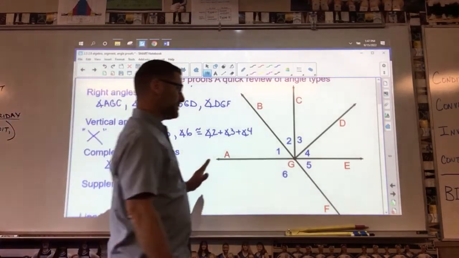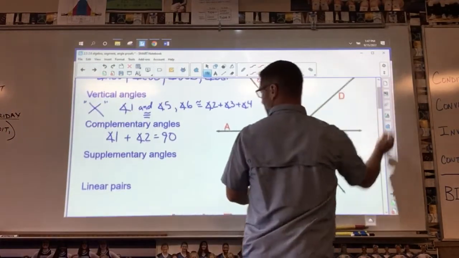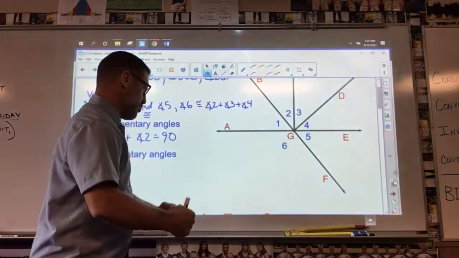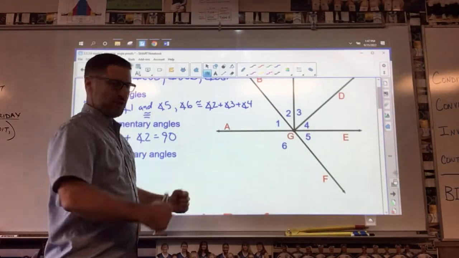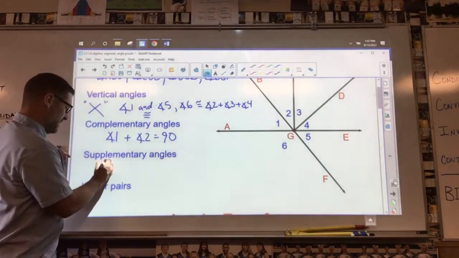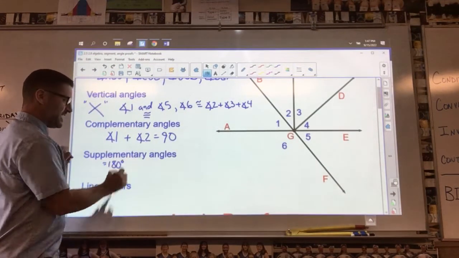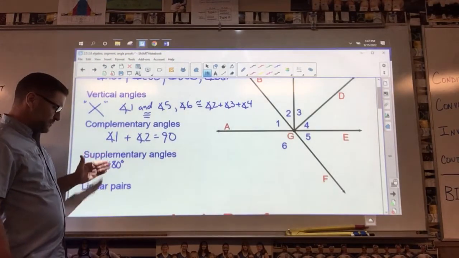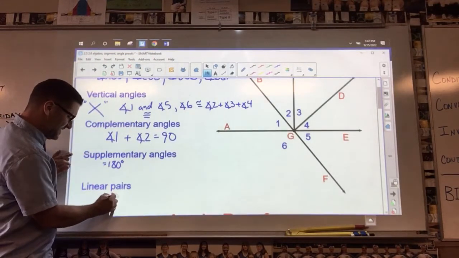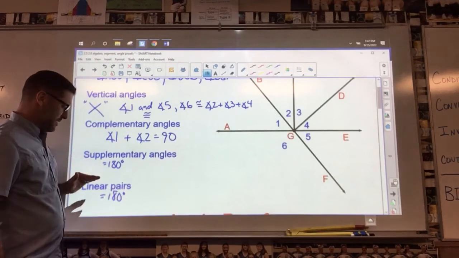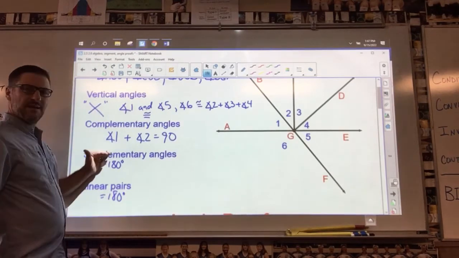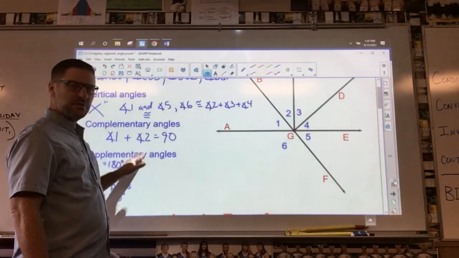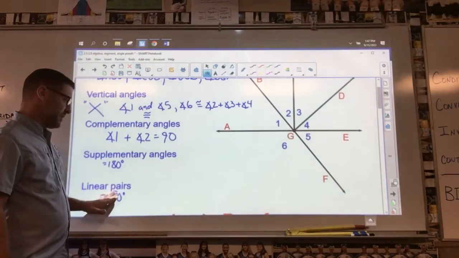Supplementary are two angles that add to 180. Remember, if I'm taking supplements, I'm getting strong, supplementary strong, and then I can bench press 180. So supplementary adds to 180 degrees. So linear pair, these two are pretty much the same. So I'm going to put 180 there. Linear pairs are supplementary. Supplementary aren't necessarily linear pairs. Supplementary don't have to be attached. Linear pairs have to be attached.